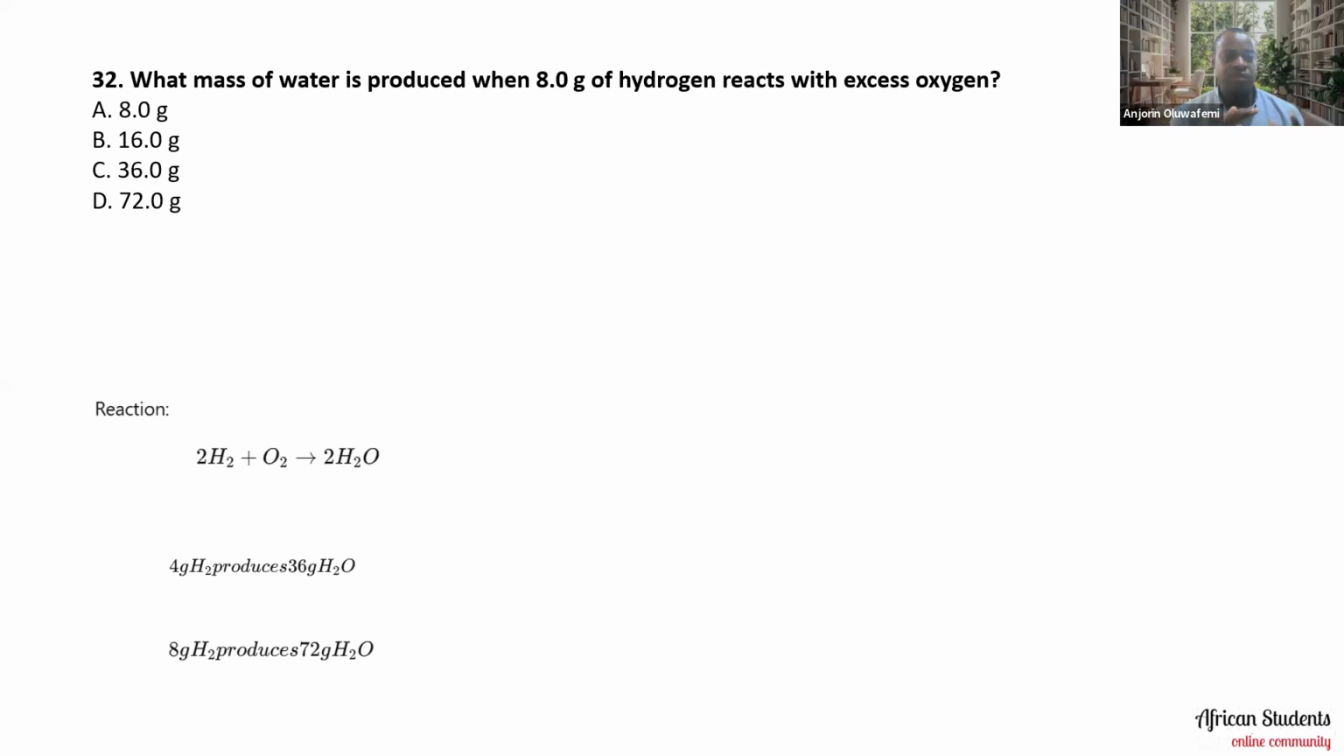So if you look at it from this equation, hydrogen plus oxygen gives us 2H2O, right? That means if 4 grams of hydrogen produces 36 grams of water, therefore 8 grams will produce what? 72 grams of water, just a multiply effect, you understand? And that's how we arrive at the option, and the right option there is option A.